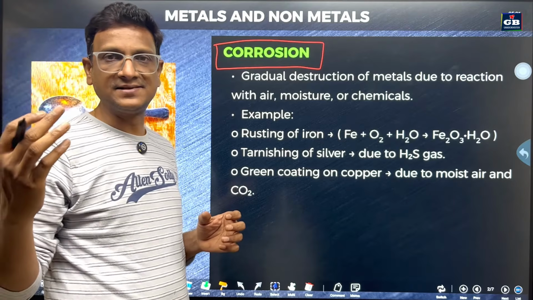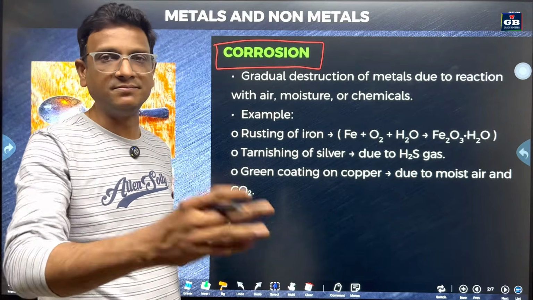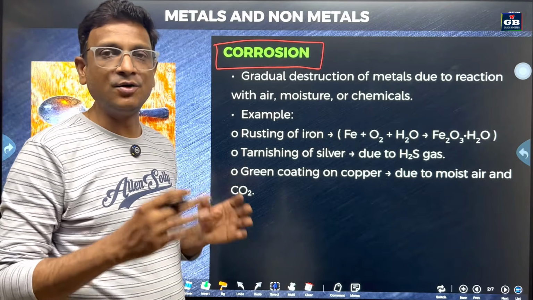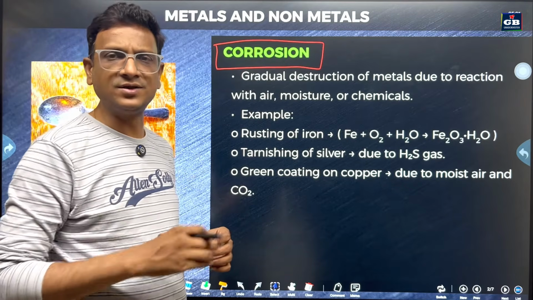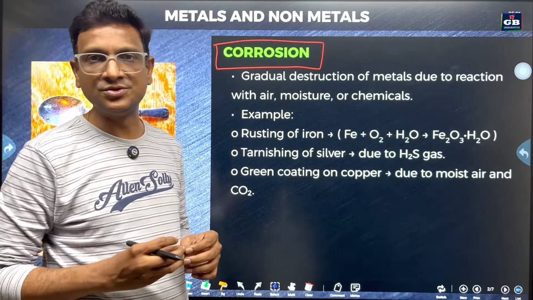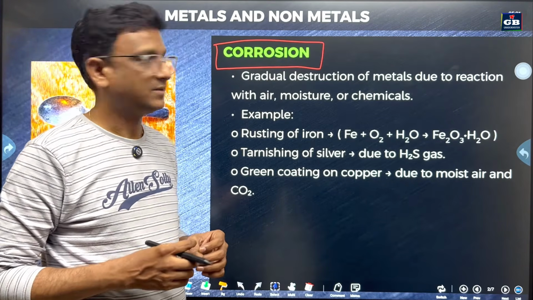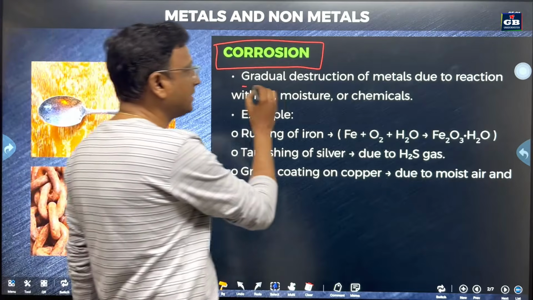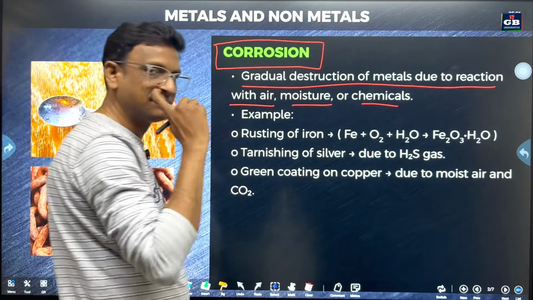So these gases or these substances react with the metals over time and cause some damage. That is called corrosion. Sometimes acids may cause damage to the metal. Sometimes water may cause damage to the metal. Sometimes oxygen may cause damage to the metal. Right? So corrosion is the gradual destruction of metal due to reaction with air, moisture or chemicals.